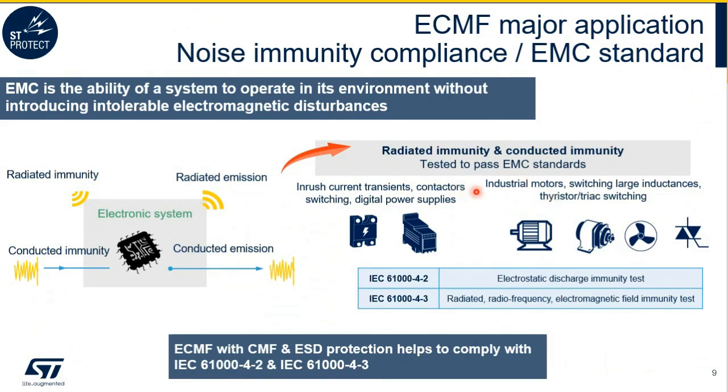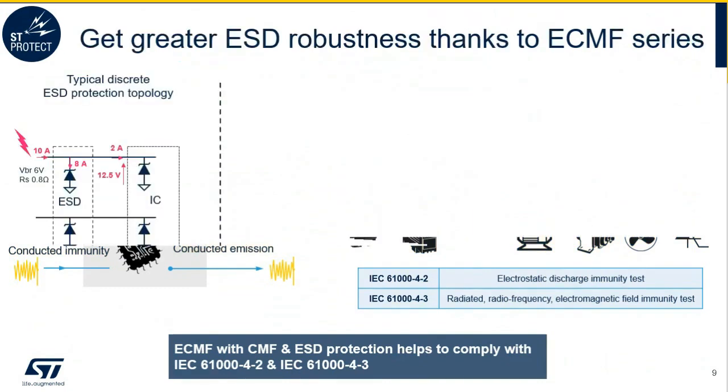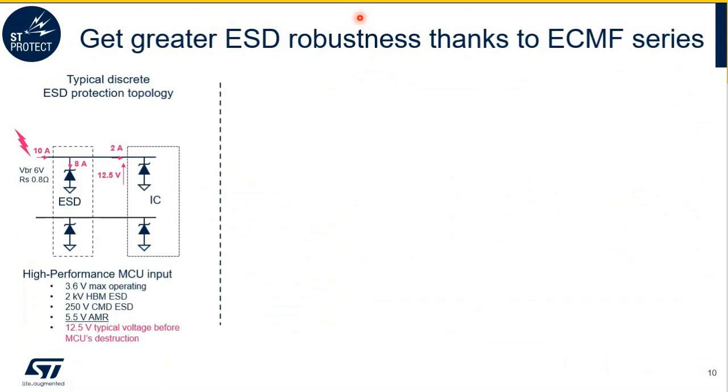With all these kinds of applications, we can say that our ECMF helps to comply with IEC 61000-4-2 with the ESD protection, and IEC 61000-4-3 with the filtering to pass the radiated and the conducted immunity tests. A big benefit of our ECMF is to improve the ESD robustness compared to a single ESD protection, thanks to the serial resistor.